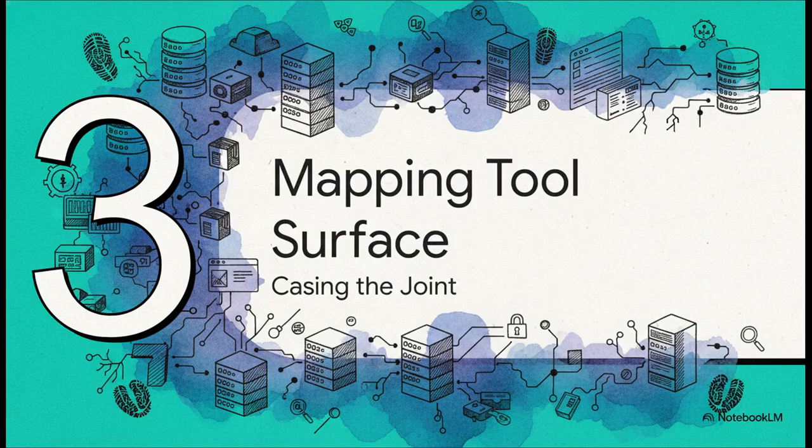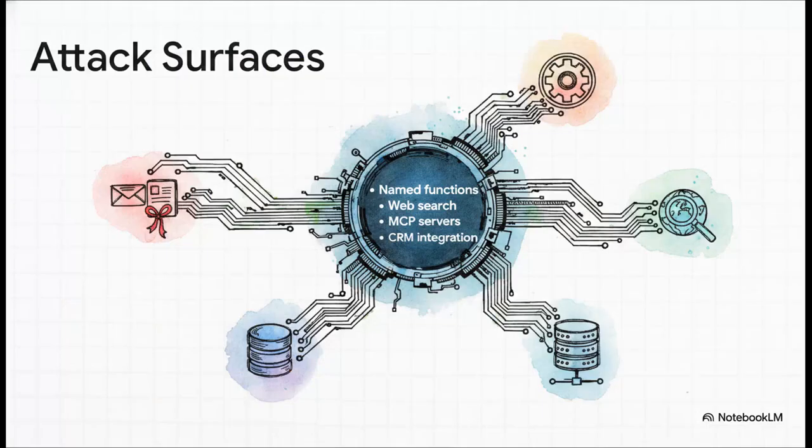Which brings us to Section 3, mapping the tool surface, casing the joint. Okay, so with our baseline intelligence gathered, we're now searching for lateral movement vectors. We need to know exactly what this LLM is connected to on the back end. These right here are your external attack surfaces.